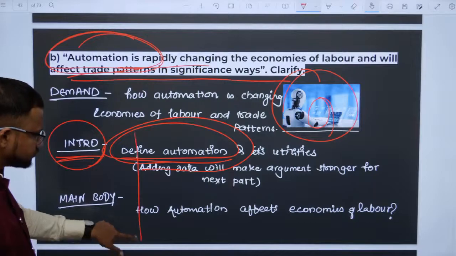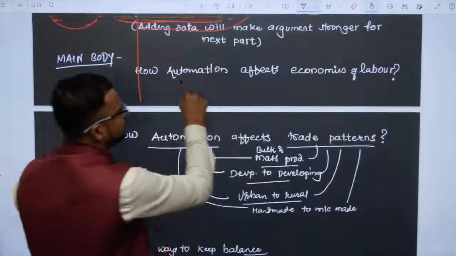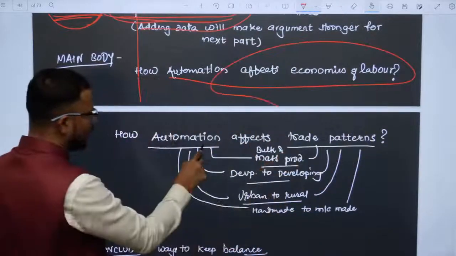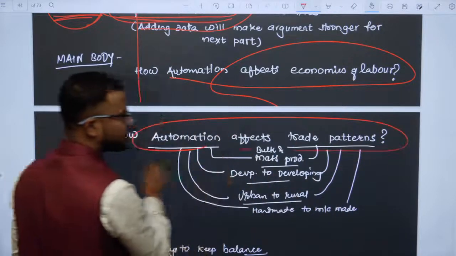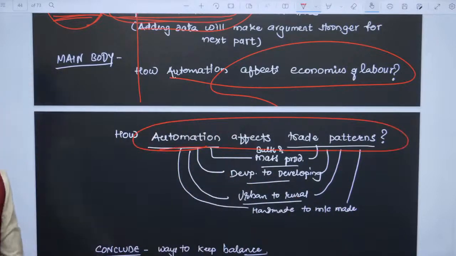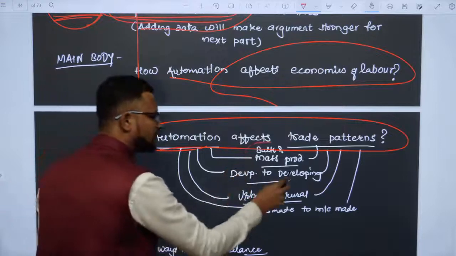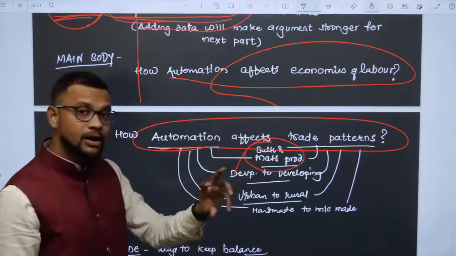मेन बॉडी, so how it affects economies of labor, how it affects trade pattern. So how it affects, as simple, देखो, due to this thing you will find some bulk production.